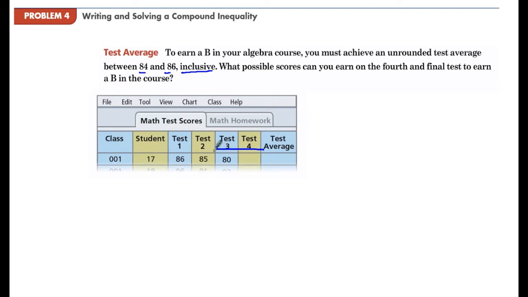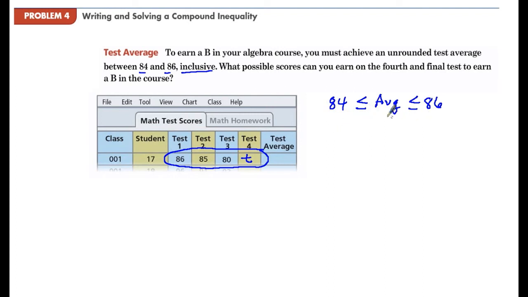So if you notice, they give us the number of tests that we've taken and the scores. So 86, 85, 80, and then the last one we don't know, so we're going to call that T. Inclusive means that we're going to include the numbers 84 and 86 to be part of our solution. So what we're going to do is find the average of all four scores, and those scores have to fall between 86 and greater than or equal to 84 inclusively. That's what it means. So it's going to include those values so that we have an equal line underneath the inequality.